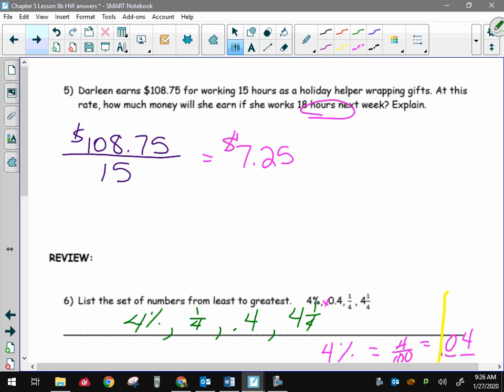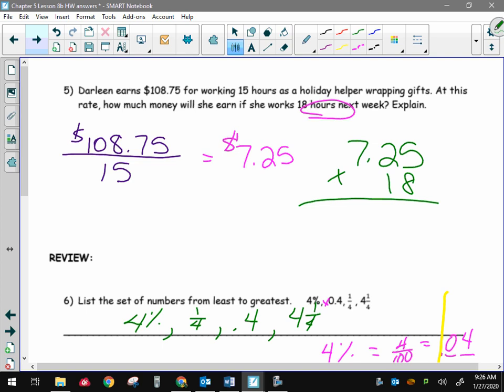You can do this one two ways. Money goes on top, divided by hours. You could get 725, and then step 2, 725 times 18.